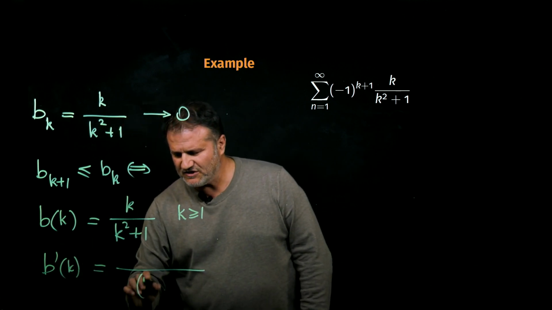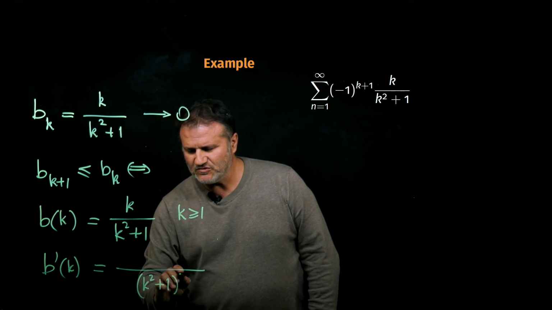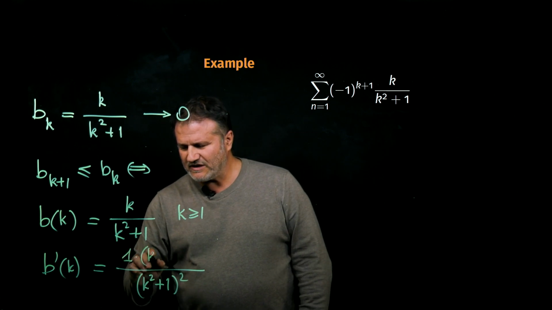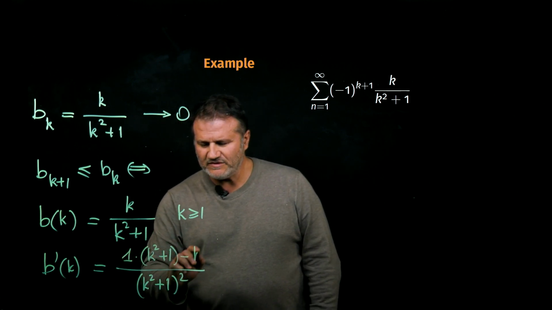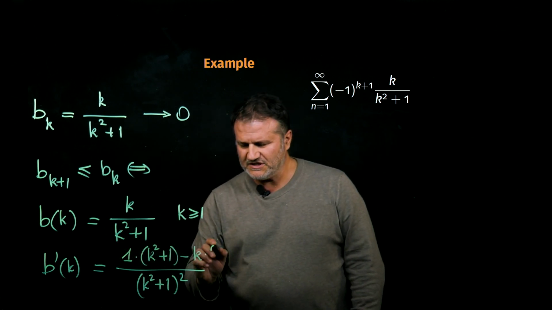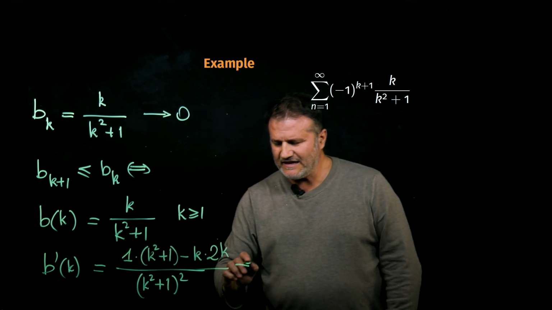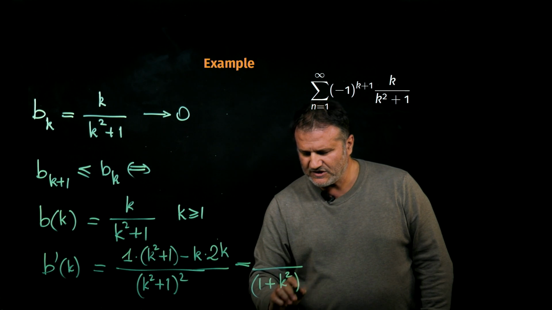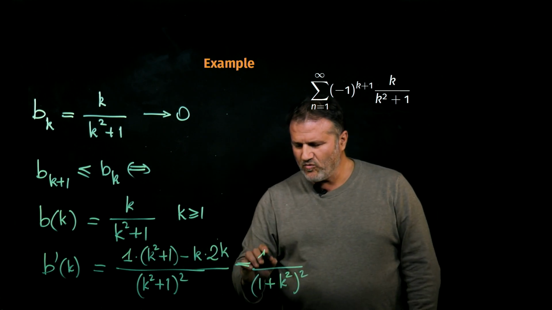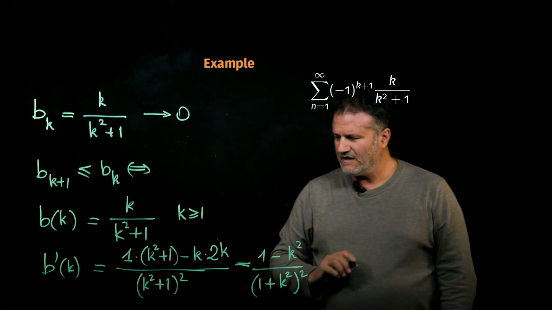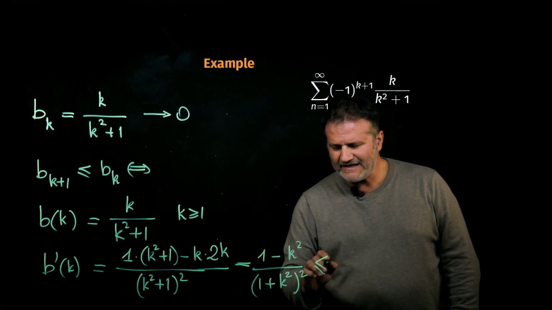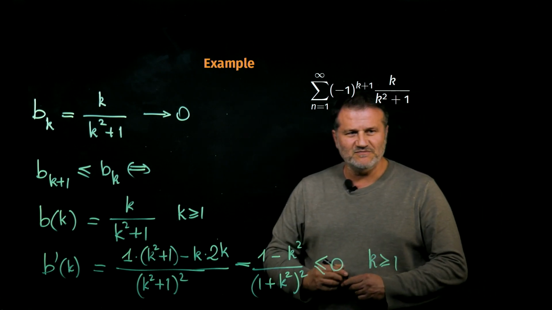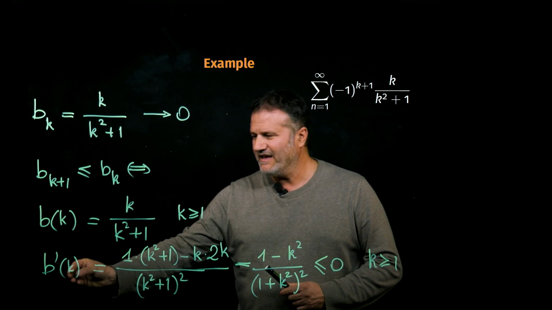We have a fraction, the denominator is k squared plus 1 to the power 2. Then the numerator is the derivative of the numerator, 1, times the denominator k squared plus 1, minus the numerator times the derivative of the denominator, which is 2k. So at the end we have 1 plus k squared in the denominator, and the numerator is 1 minus k squared. As you can see, this quantity is clearly negative for k greater or equal than 1. So this implies that the function b, as a function of a real variable k, is decreasing.